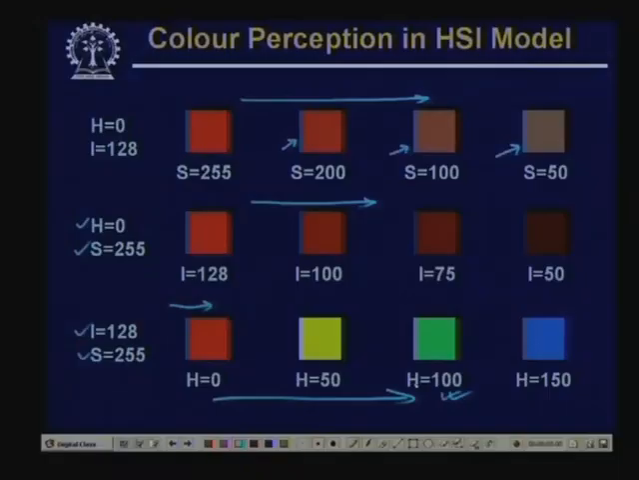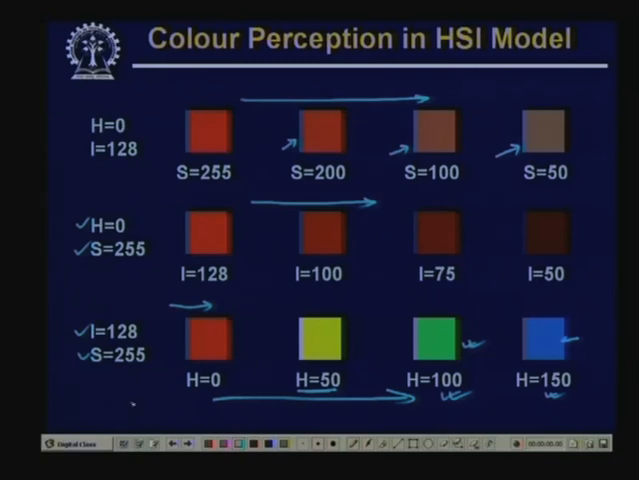So, here you find that when we have hue equal to 100, it is the green color. When we have hue equal to 150, it is the blue color, whereas when hue is equal to 50, it is a color between yellow and green.